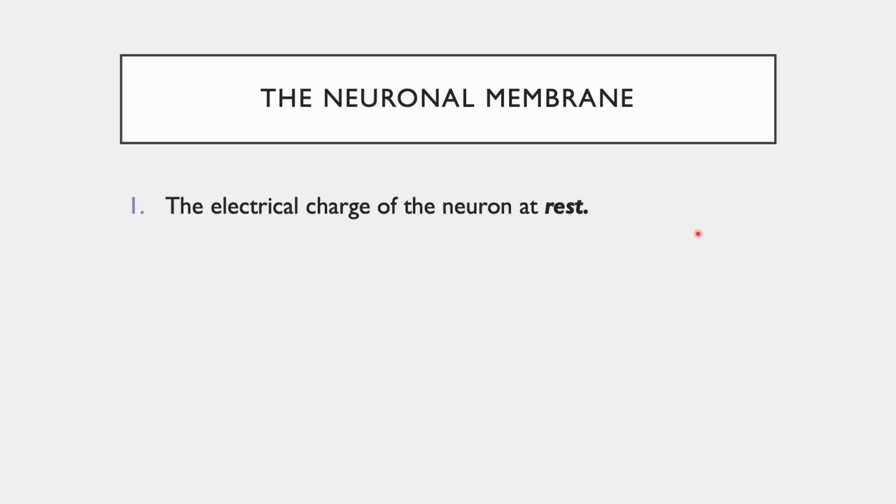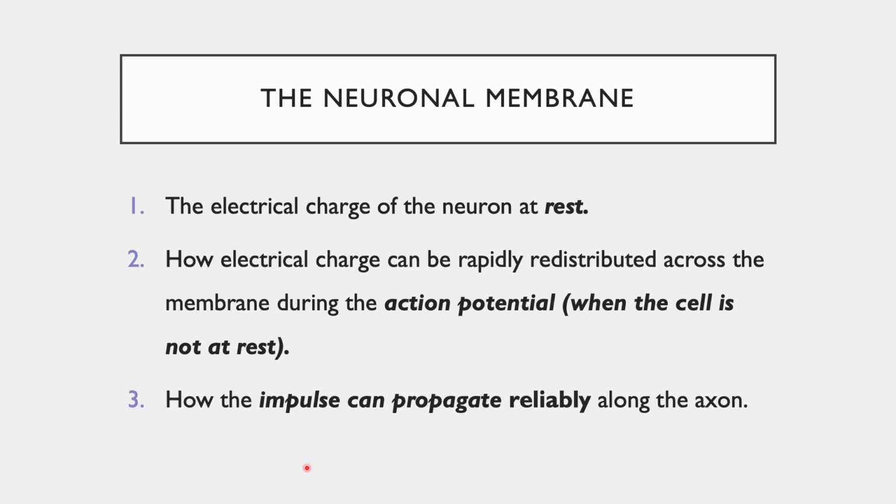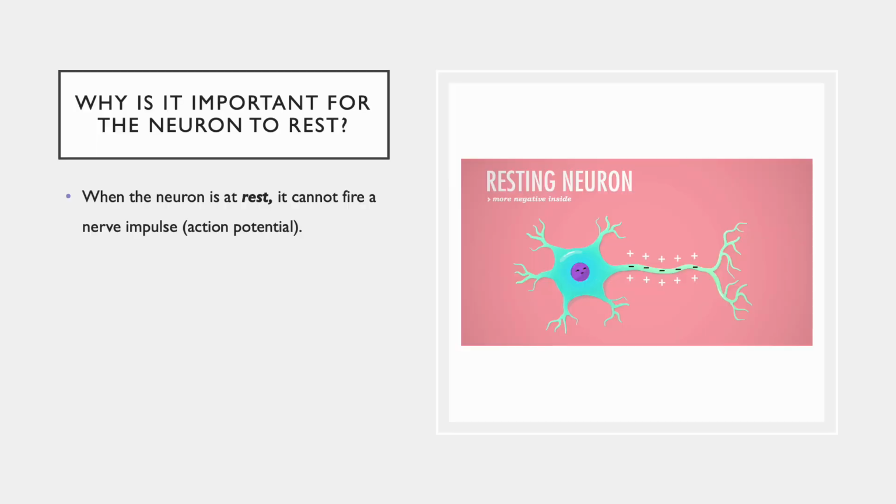First, the electrical charge of the neuron at rest, how electrical charge can be rapidly distributed across the cellular membrane during the action potential. Remember, this is when a nerve impulse is firing and the cell is not at rest, or how the impulse can propagate reliably along the axon. Remember, it does not diminish in strength or frequency over time.